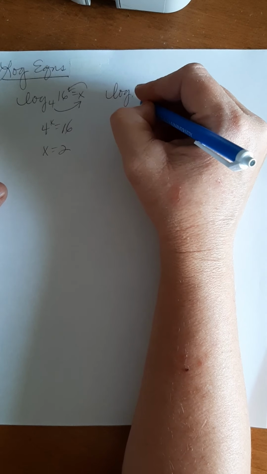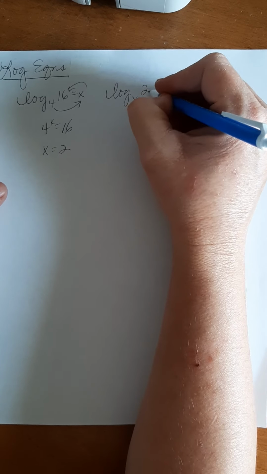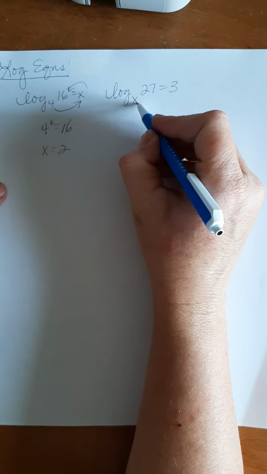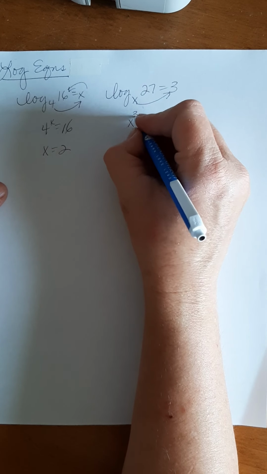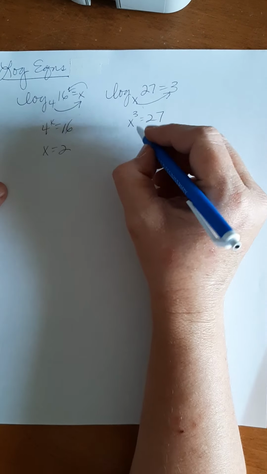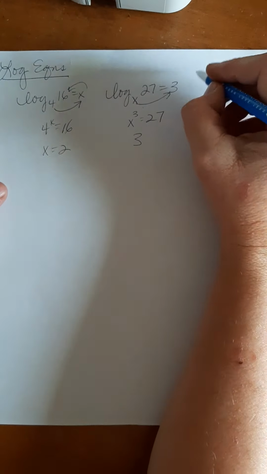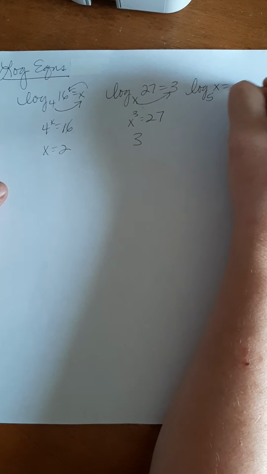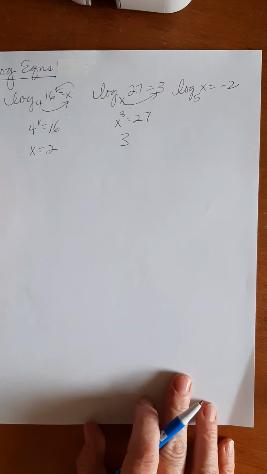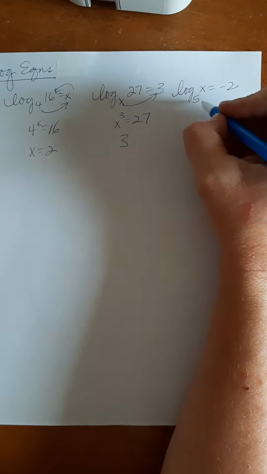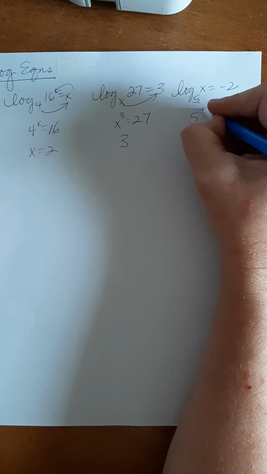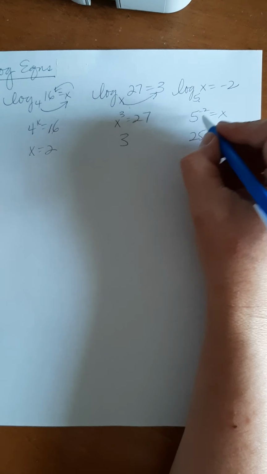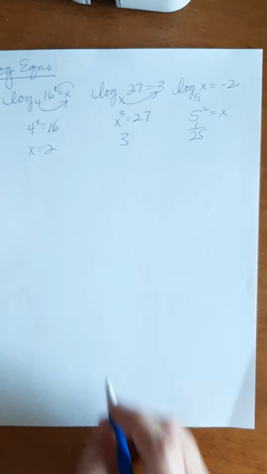Let's say they put the x in the base position. x cubed equals 27, so what's x? Yep, 3. Or let's say they put x here. We'll throw in a negative just to keep things spicy. 5 to the negative 2 power equals x. So squared, negative exponent, 1 under 25.